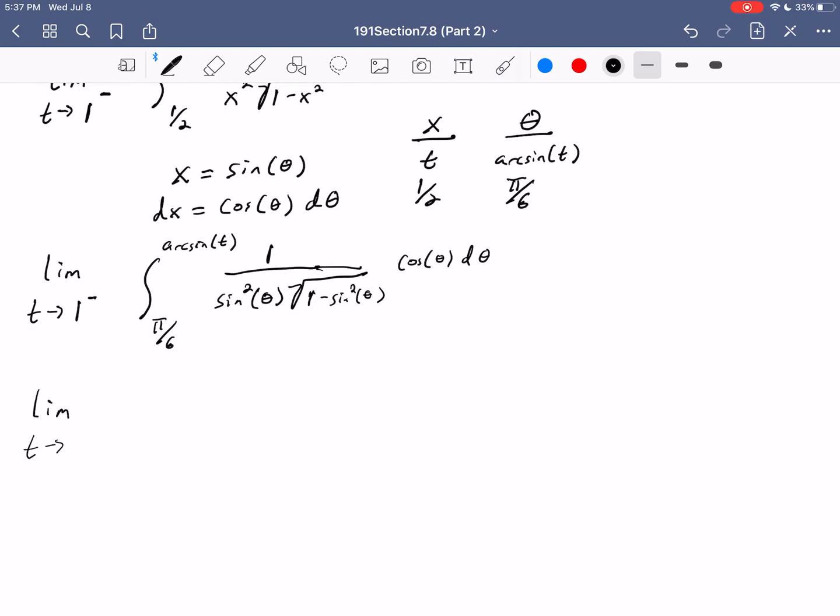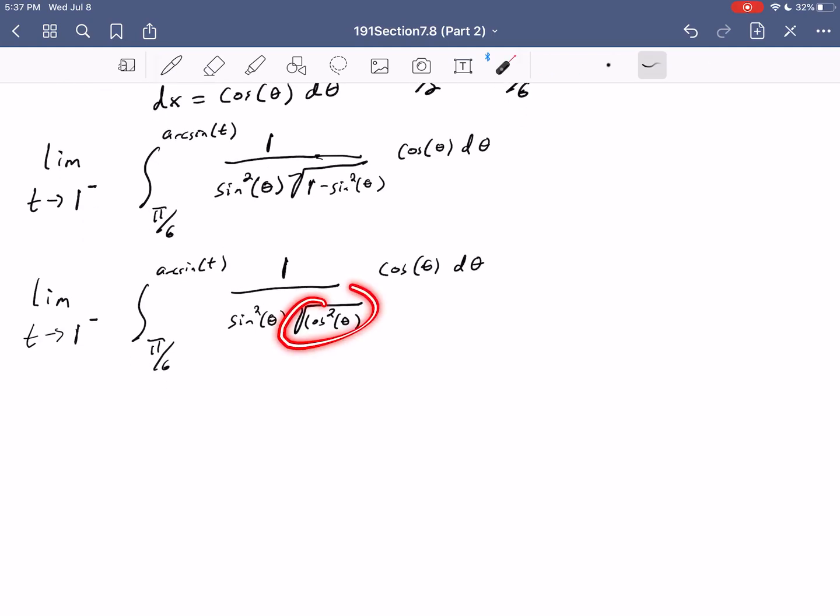Limit t goes to 1 from the left. Integral pi over 6 to arc sine of t. 1 over sine squared theta. And of course, the whole point of this is to use that Pythagorean identity and get that to square root cosine squared. It's cosine theta d theta. Then, of course, we can get rid of that radical.